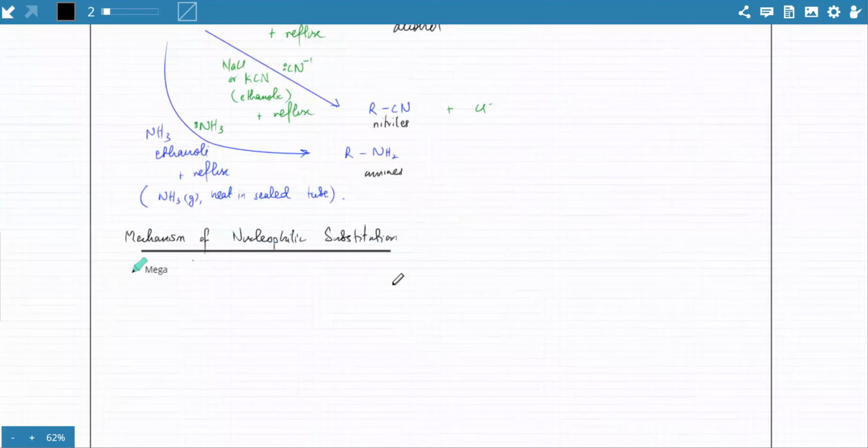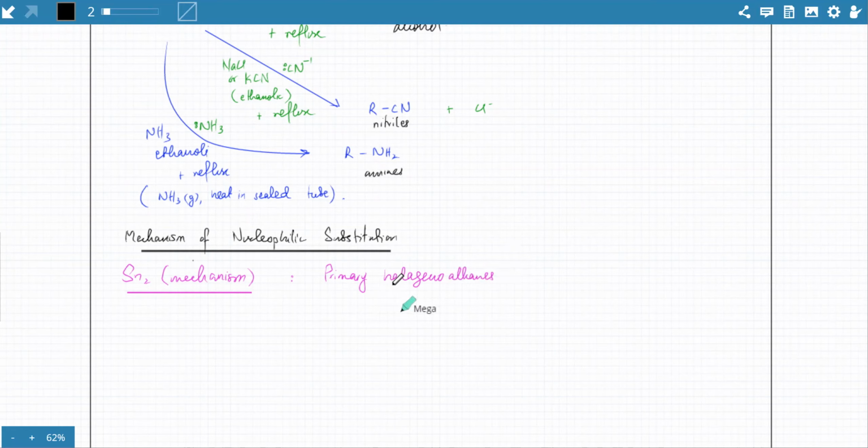There's going to be an SN2 mechanism. So the question is, what is the SN2 mechanism? The SN2 mechanism is used for primary halogenoalkanes. Now the next question is what's a primary halogenoalkane? It's a halogenoalkane where the alpha carbon is only bonded to just one carbon chain.